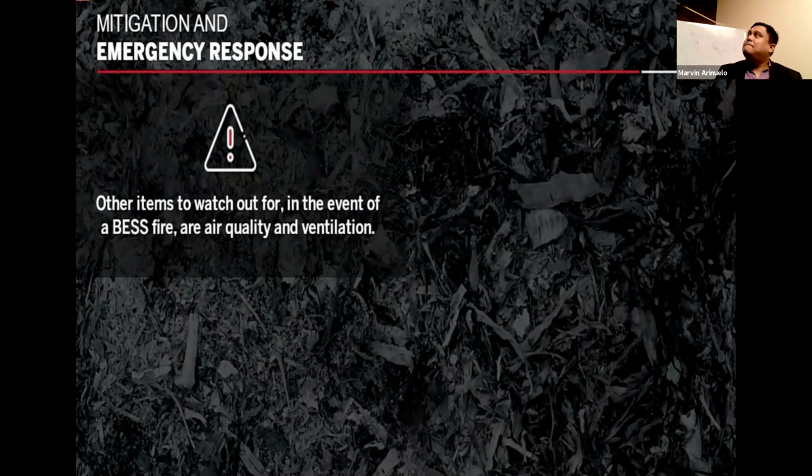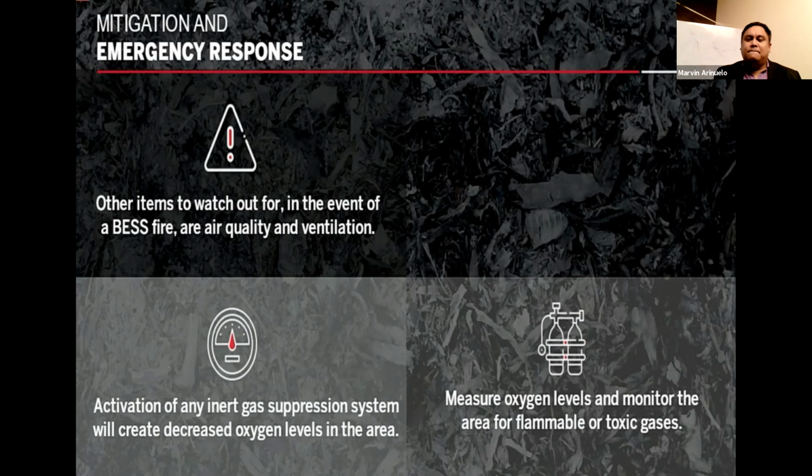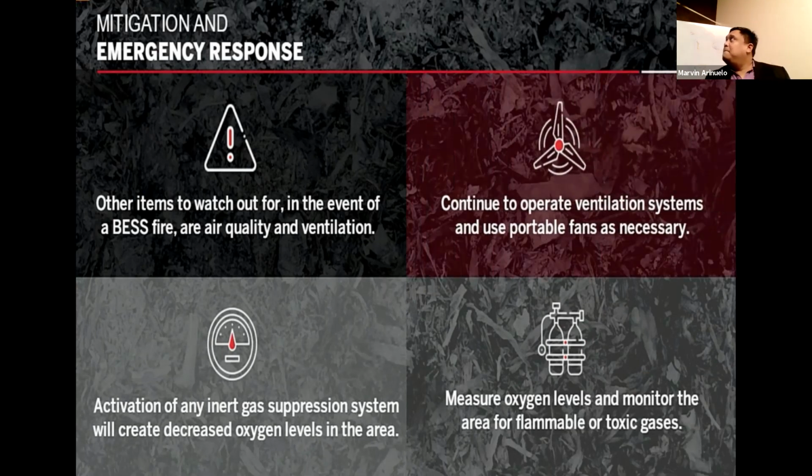Other items to watch out for in the event of a BESS fire are air quality and ventilation. Responders should conduct a gas sampling to measure oxygen levels and monitor the area for flammable or toxic gases. Keep in mind that activation of any inert gas suppression system will create decreased oxygen levels in the area. It will also be important to continue to operate ventilation systems and use portable fans as necessary.